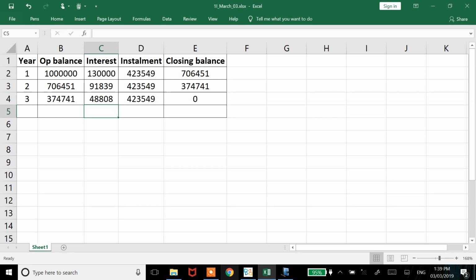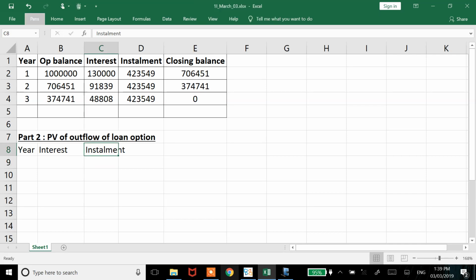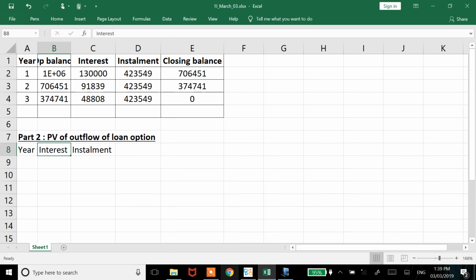Clear? Part 2, present value of outflow of loan option. Broadly the same thing. Year, interest, installment, not principal.